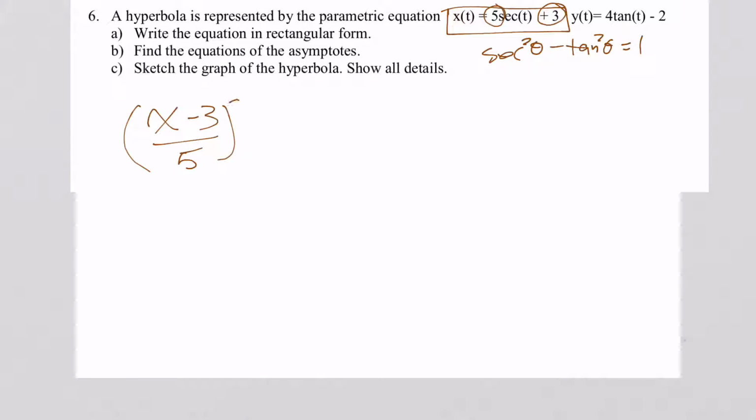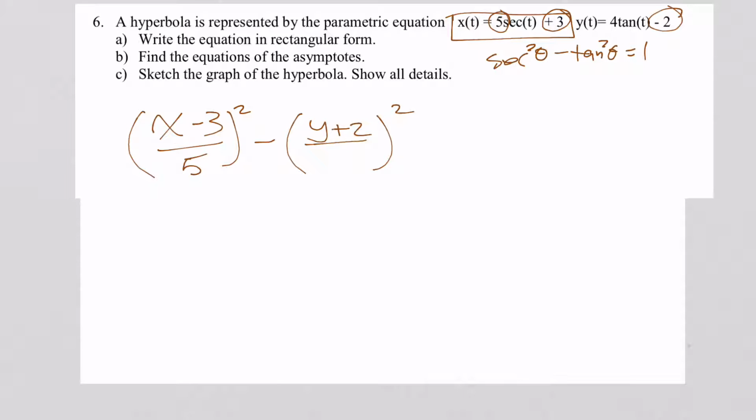minus the square of my y expression. Minus 2 tells me plus 2 when it's in factored form. The 4 there tells me 4 in the bottom when you include it in the entire fraction squared like that, and it's equal to 1. So there we go. We have the rectangular form equation.